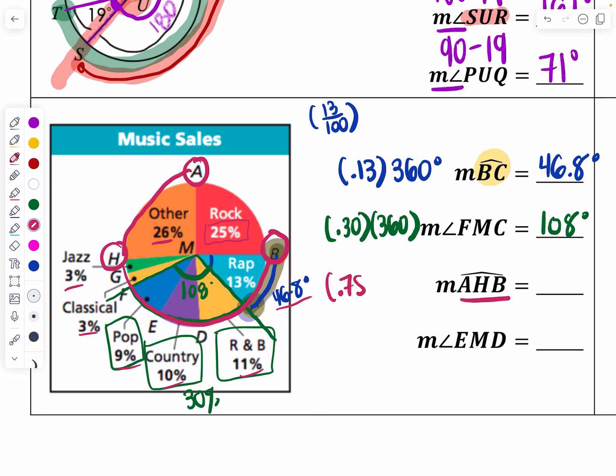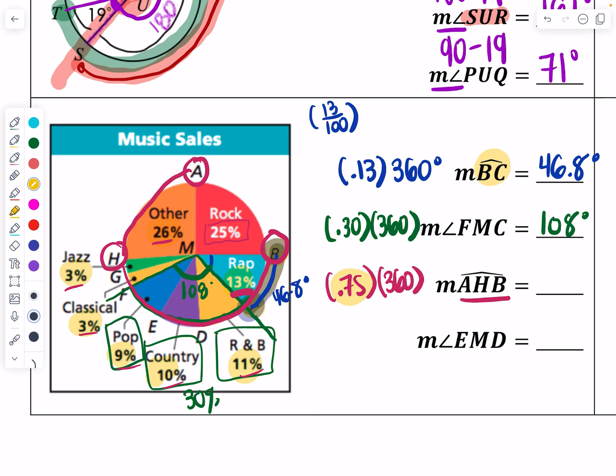Oh, y'all, I added the wrong numbers together. There we go. So 0.75 times 360. The numbers you would add together are the 13, not the 46.8, so I shouldn't have added those together. I'm going to highlight them. If you added together 26, 3, 3, 9, 10, 11, and 13%, that would add up to 75. That is the percentage of the circle I'm working with. You could also just do 100% minus 25%, which is what I did, which is 75%.